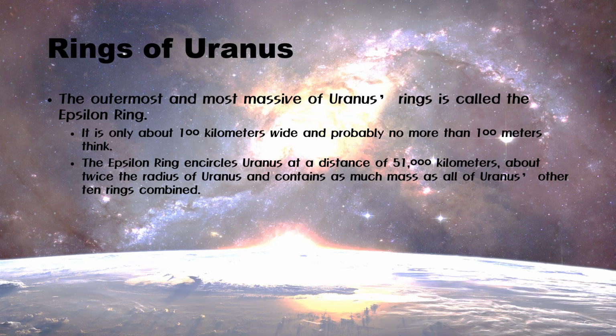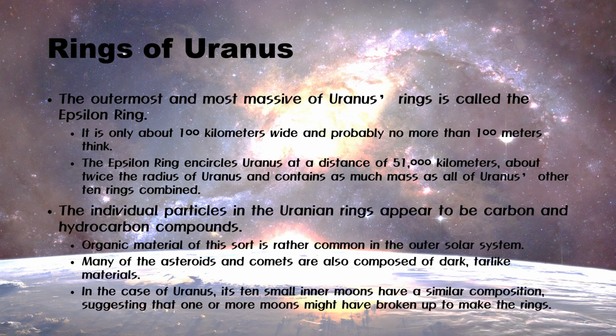Now, the outermost and most massive of Uranus's rings is called the Epsilon ring. It's only about 100 kilometers wide and probably no more than 100 meters thick. The Epsilon ring encircles Uranus at a distance of about 51,000 kilometers, about twice the radius of Uranus, and contains about as much mass as all of Uranus's other 10 rings combined.